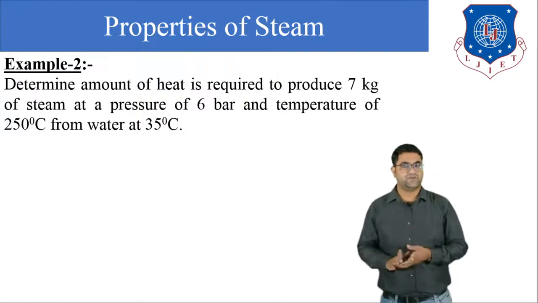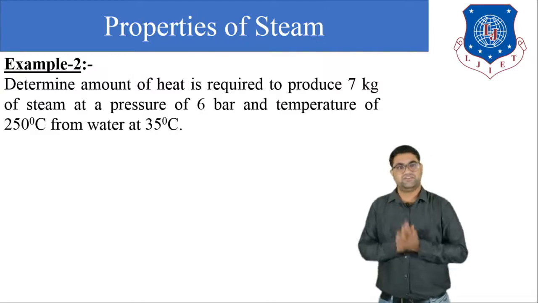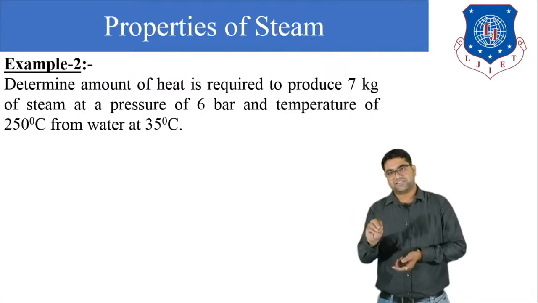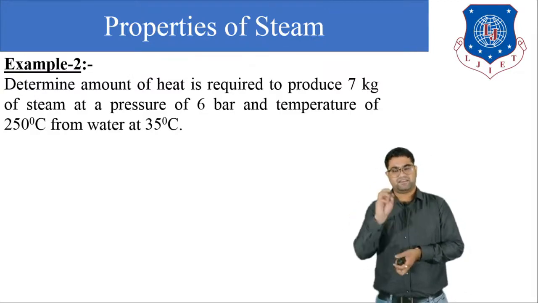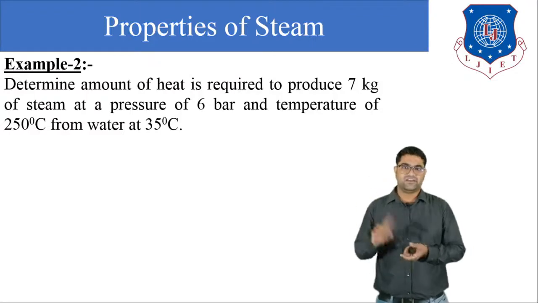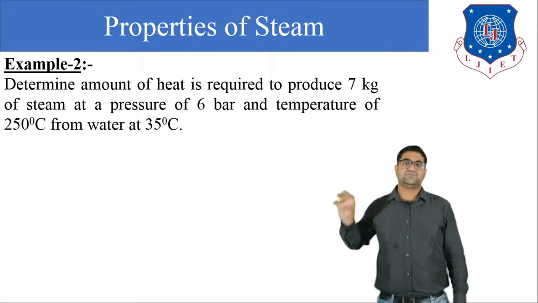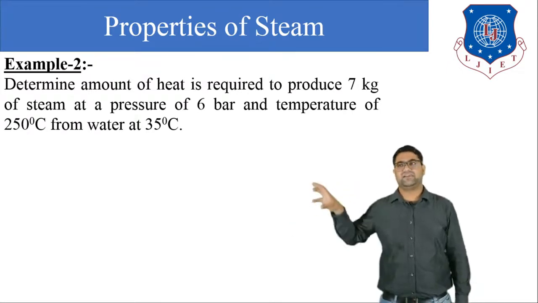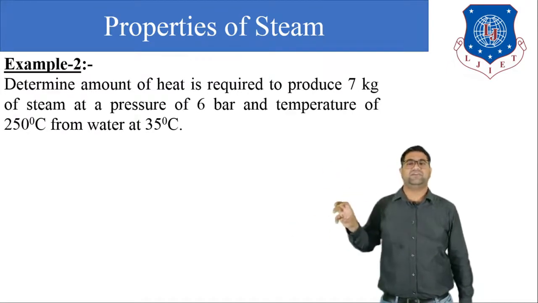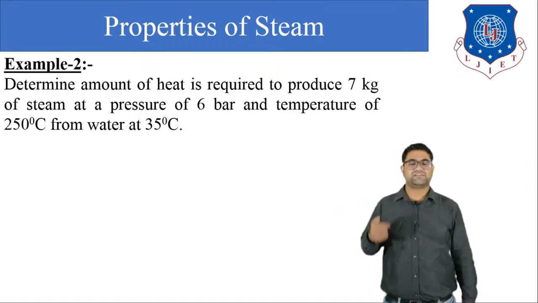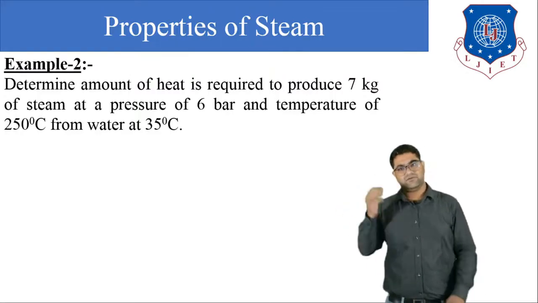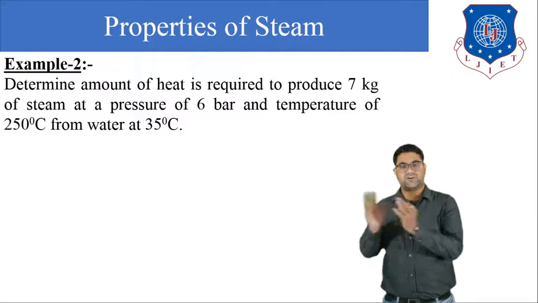Now what have they given? Here the value given is mass. Mass is equal to 7 kg, and this mass is of the water. Initially the water is at 35 degrees Celsius. So this is our initial condition: we already have 7 kg of water, and the temperature of water is 35 degrees Celsius. Now we have to generate the steam from this water.